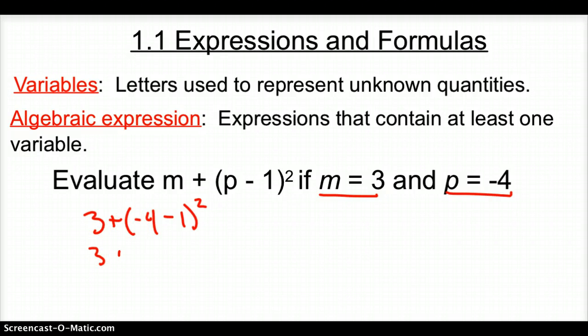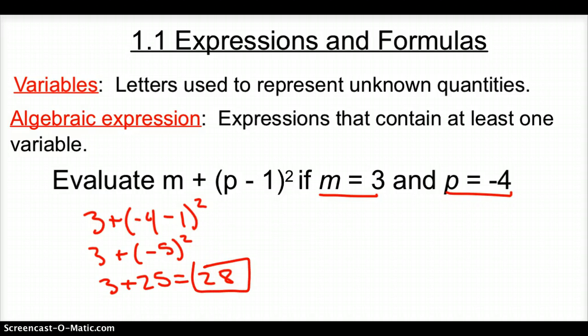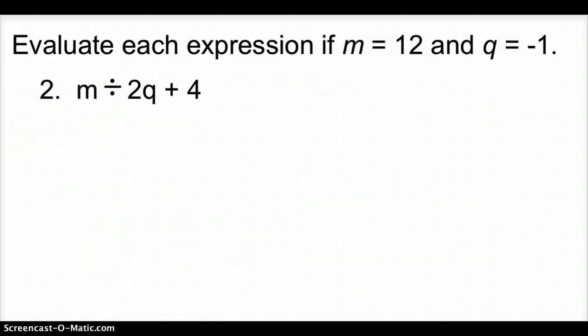So it's 3 plus, and then my next step is what's inside the parentheses. That is negative 4 minus 1, which is negative 5, and that's squared. Now, the next order of operations is exponents. So we have negative 5 squared. Be careful here, because that is going to be 25, and then bring down what we did not use. So 3 plus 25 is 28, and that is your final answer.